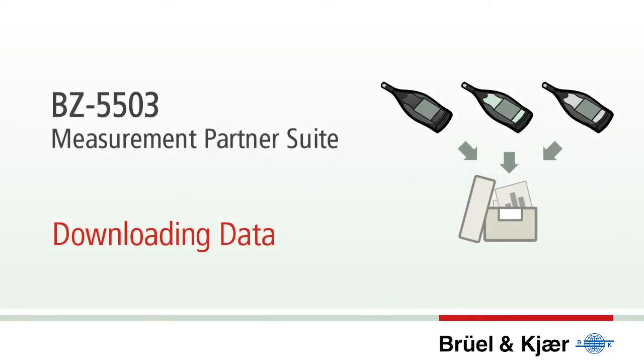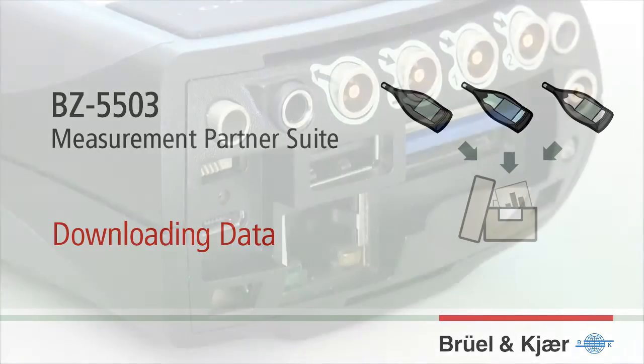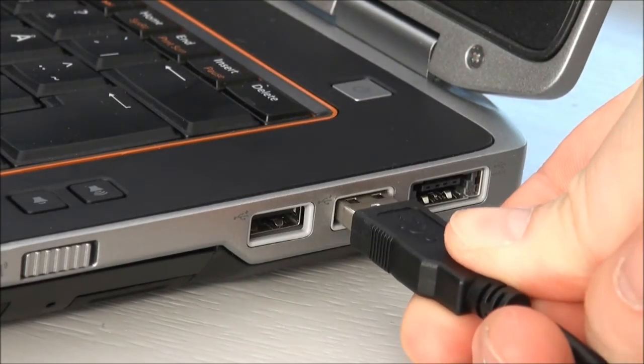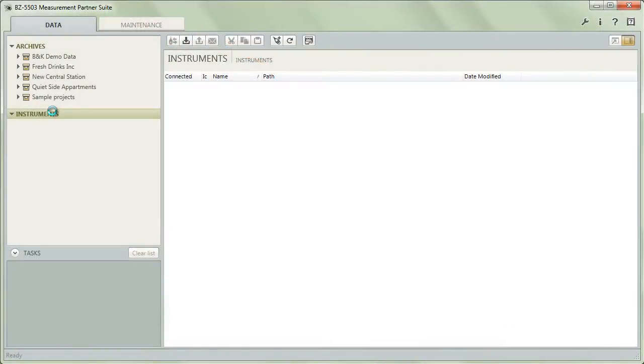To download data from an instrument into an archive, the first step is connecting the instrument. If using the USB port, the instrument will automatically appear in the tree. If downloading data from a remote location, you must provide the instrument's IP address for Measurement Partner.